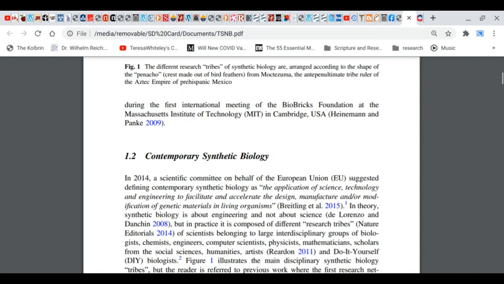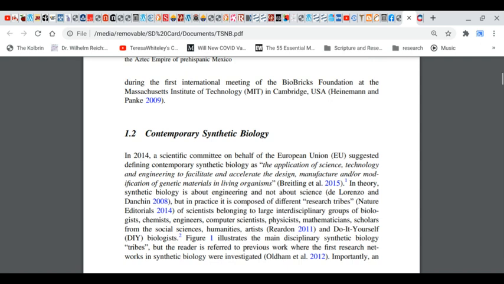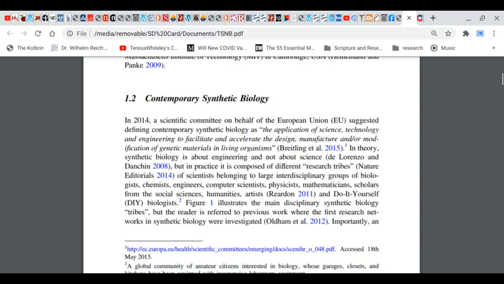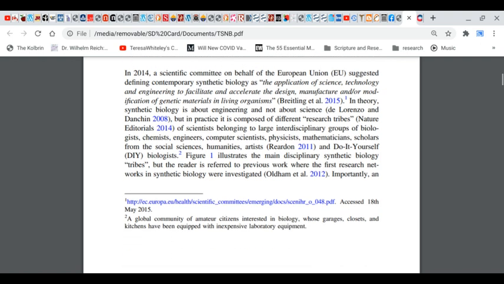But in practice, it's composed of different research tribes of scientists belonging to large interdisciplinary groups of biologists, chemists, engineers, computer scientists, physicists, mathematicians, scholars from the social sciences, humanities, artists, and do-it-yourself biologists. Figure 1 illustrates the main disciplinary synthetic biology tribes, but the reader is referred to a previous work where the first research networks in synthetic biology were investigated.